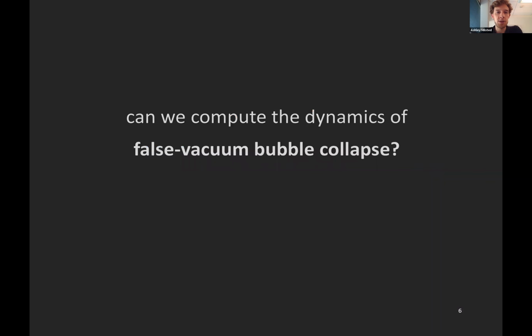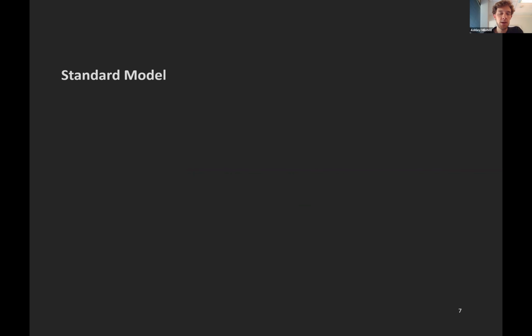So the question we want to answer is, can we compute the dynamics of this process of false vacuum bubble collapse? Ideally, of course, we'd like to do this for, say, the standard model and figure out what standard model particles are created when this happens. But of course, this is a very complicated interacting quantum field theory in 3+1 dimensions, and it's just way too hard. So we're not going to do that.